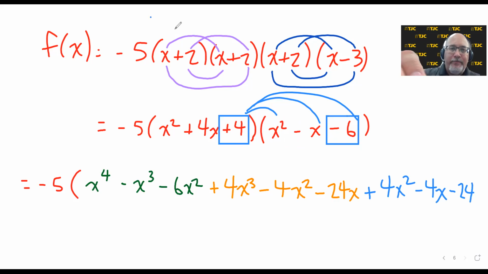We're almost there, because now all we have to do is gather all the like terms in the giant parentheses on the bottom, then distribute the negative 5. All right, let's start by tracking down all of the x to the fourth powers. Here's an x to the fourth. It's the only one. So I have x to the fourth power.